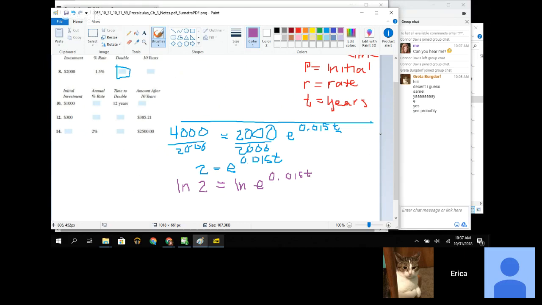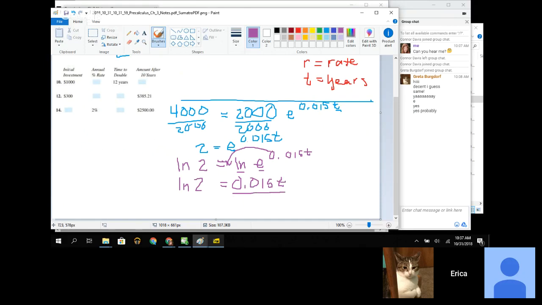Okay, and when I have a natural log of e to some exponent, that just simplifies to 0.015t. The exponent gets to come down to the front, and the natural log of e is just 1. So that's actually why learning all those rules is important, because it lets us do this. So now that we have the natural log of 2 equals 0.015t, the last thing I have to do is divide both sides by 0.015.